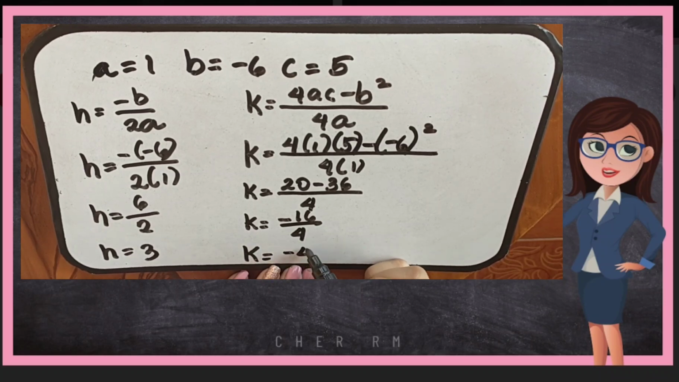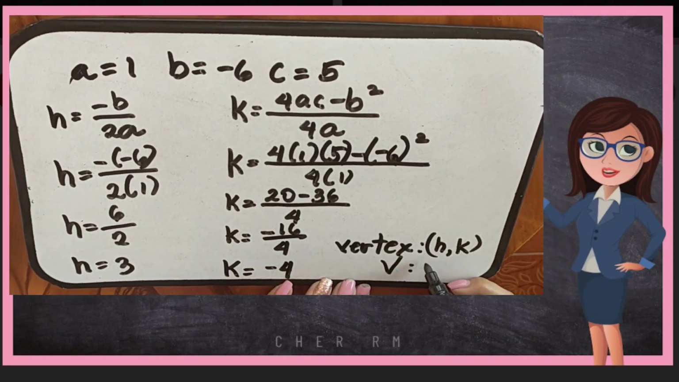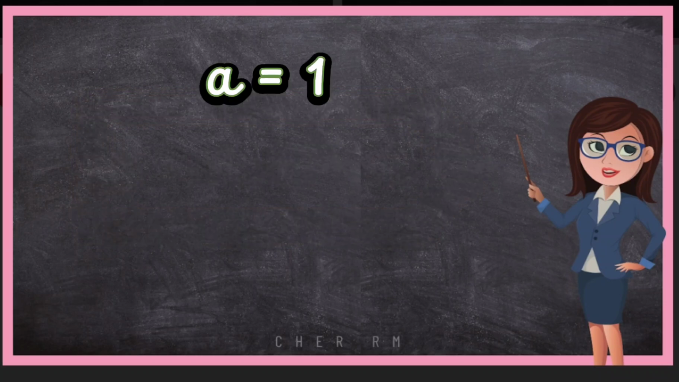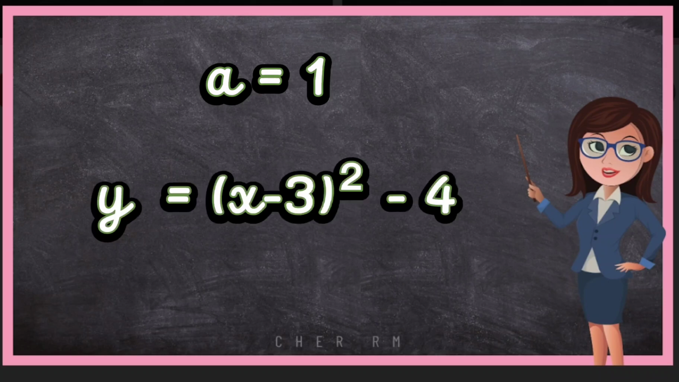Then after that, let us write the vertex form or standard form of our quadratic function using y equals a parenthesis x minus h squared plus k. So we have a is equal to 1. So we have y equals parenthesis x minus 3 squared. Then the value of k is negative 4. So we have y equals the square of the quantity x minus 3, minus 4.